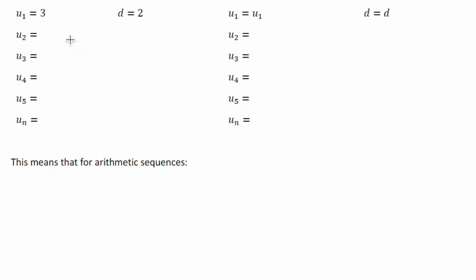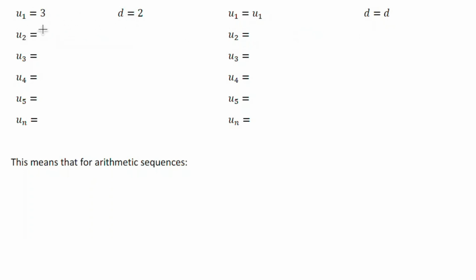So here we're going to look at an arithmetic sequence. I'm going to start with the numerical one, and then we're going to come on to the general case, and from this we're going to prove a formula for arithmetic sequences. So u1 is equal to 3 and d is equal to 2 in the first example.